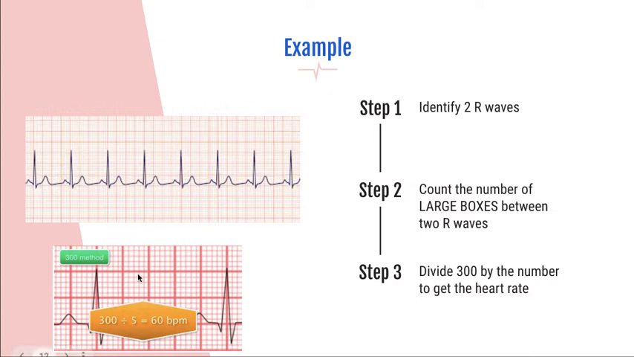And in the bottom picture, you can see the R and R waves, the RR interval, and you count the big boxes, which is 1, 2, 3, 4, 5. 300 divided by 5 equals 60 BPM.